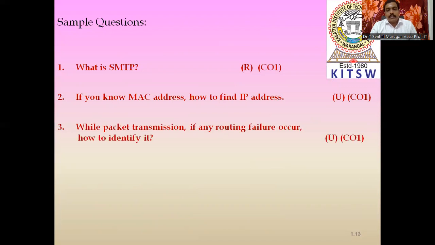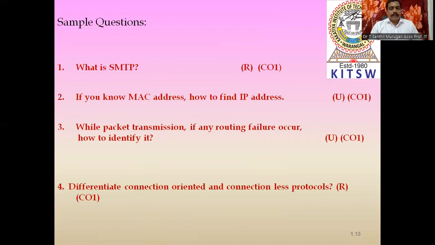While a packet is being transmitted, if any routing failure occurs, how do we identify it? For that, we use a protocol. What protocol? Internet Control Message Protocol. If a routing problem occurs, it will inform the source. That's why we use the ICMP protocol. Finally, differentiate connection-oriented and connectionless protocols. Connection-oriented means first establish the connection between source and destination, then data will be transmitted. Connectionless means the packets are individual packets, they are transmitted through the entire network, but finally they reach the destination.